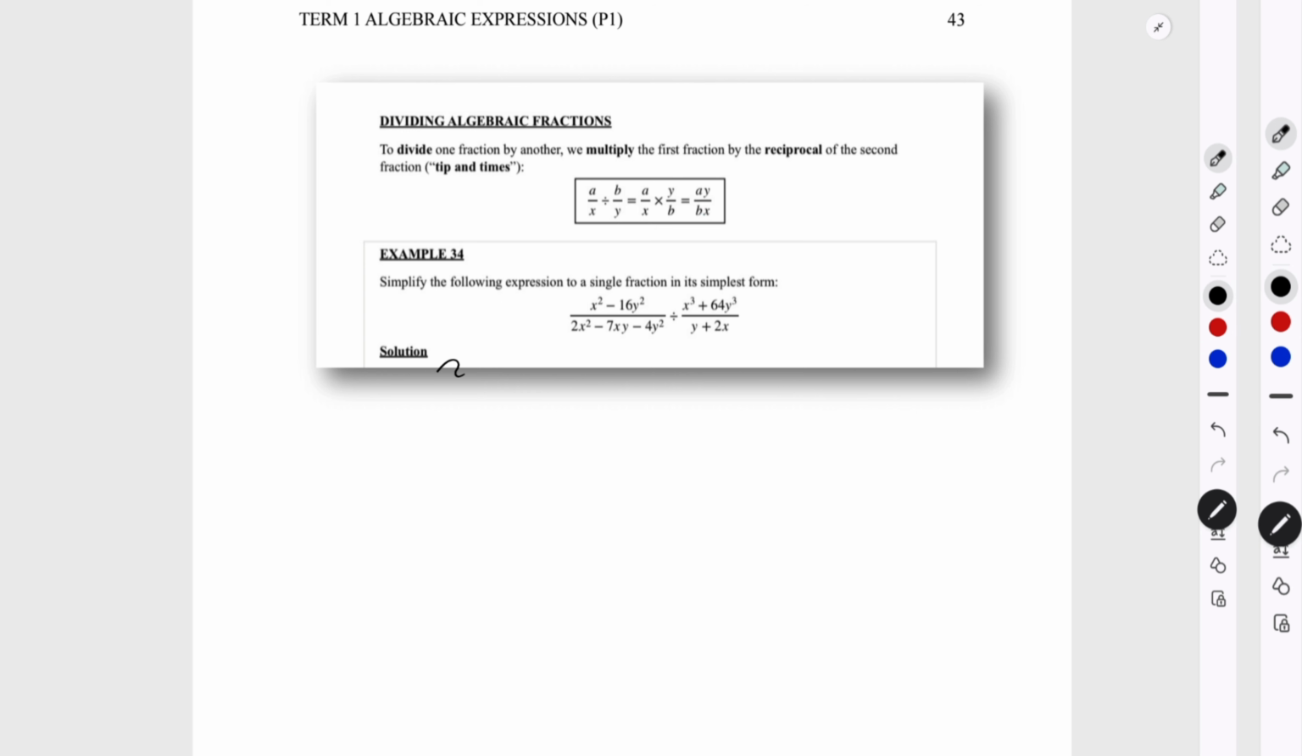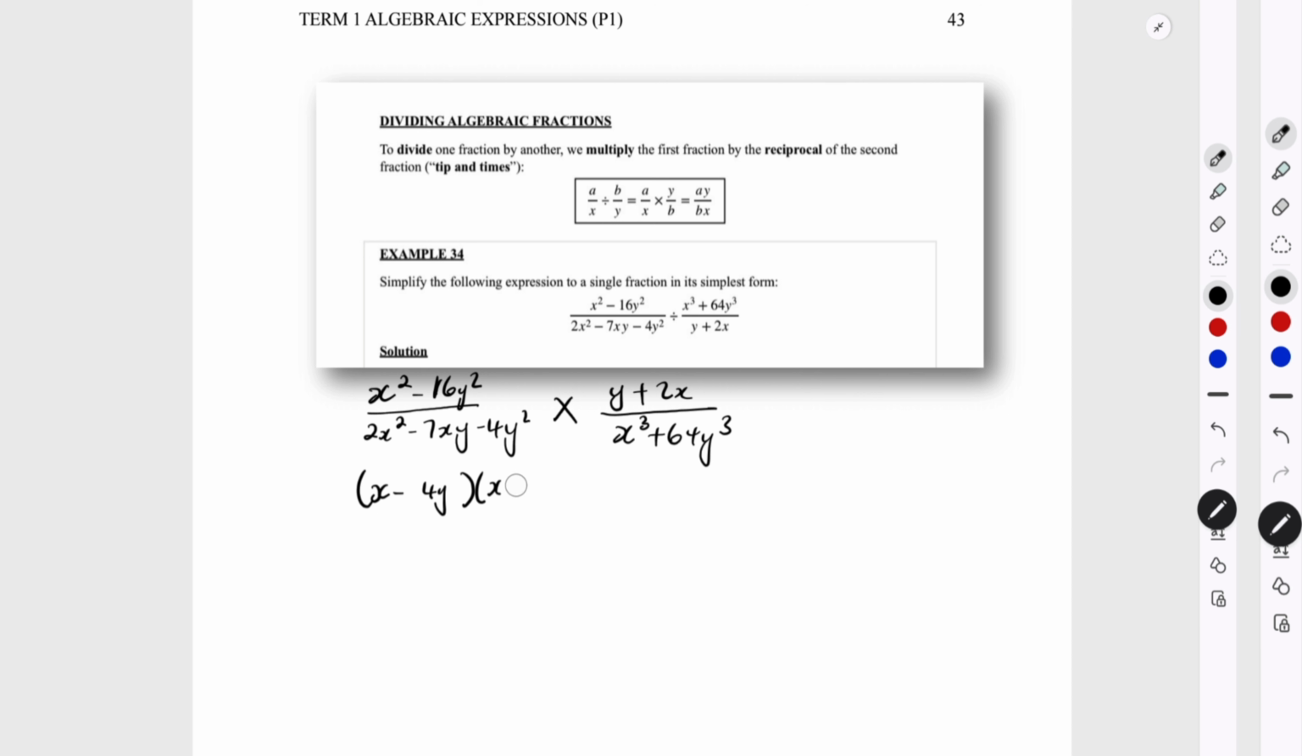So on my left, I don't change anything. I'm still having x squared minus 16y squared over 2x squared minus 7xy minus 4y squared times y plus 2x over x cubed plus 64y cubed. Are we clear on that one? Now I can go and factorize. This at the top, I know the difference of two squares is x minus 4y, then x plus 4y. Underneath, I'm having a trinomial.